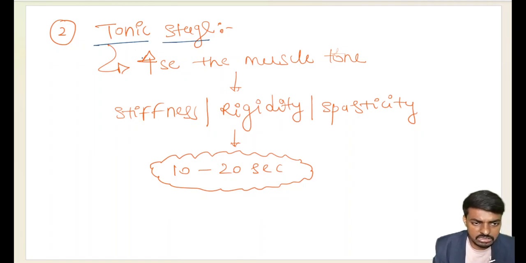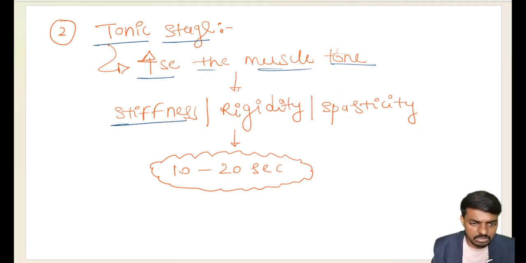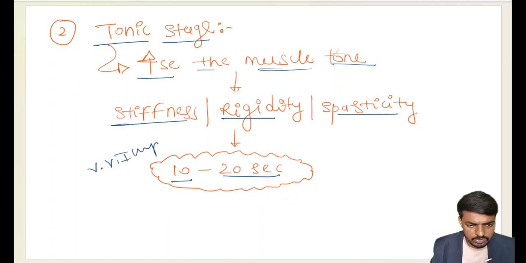Tonic stage, what is the step? Tonic means there is an increase in the muscle tone. Due to the increase in muscle tone, the muscle becomes stiff, tight, rigid, and spastic. We call this tightness of the muscle stiffness, or rigidity and spasticity, which occurs for a duration of 10 to 20 seconds. Very, very important to remember for your NORCET exams.